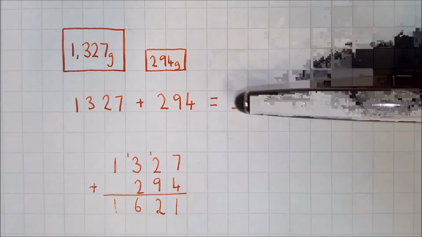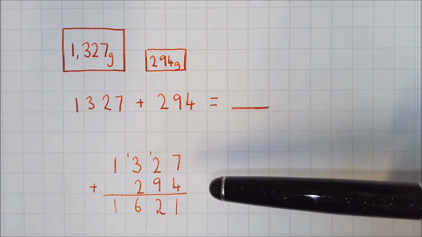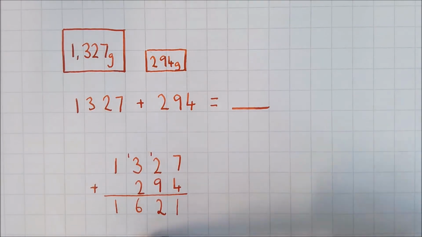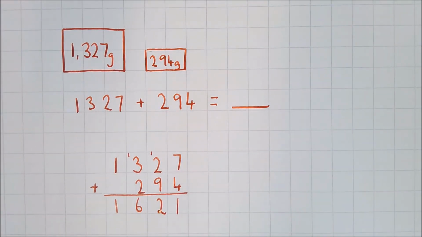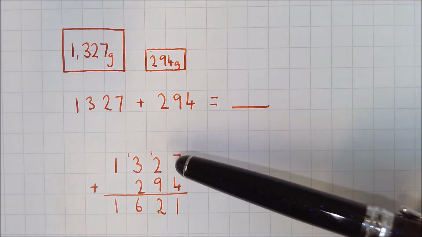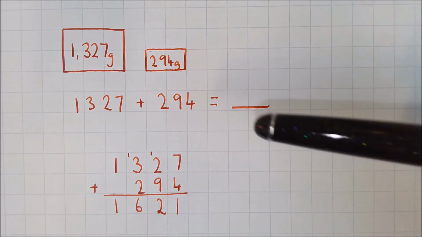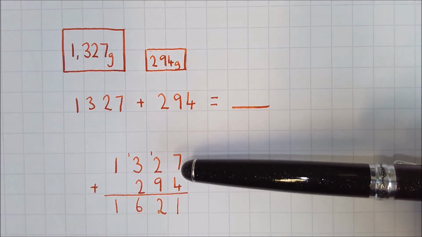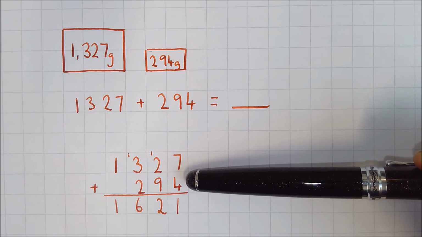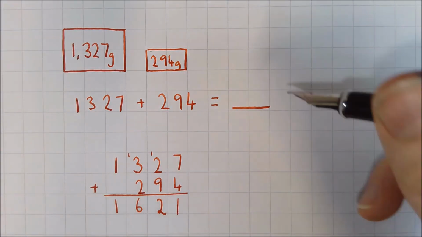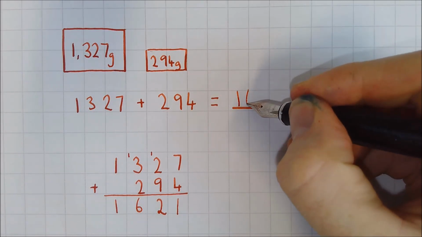To find the sum, I'm going to use, or have used, column addition. In this column addition, can you identify the 2 addends? Which part is the sum? So hopefully you said this number and this number are both of our addends, and this number is our sum. So now we can write this here.